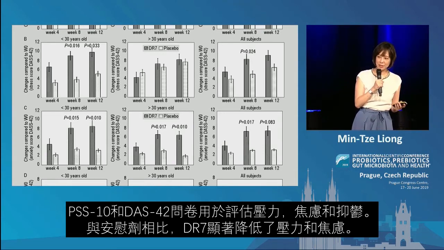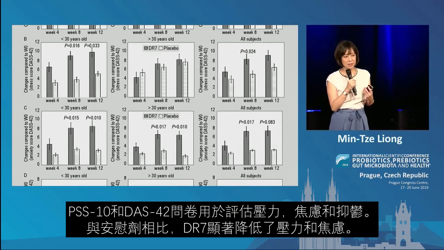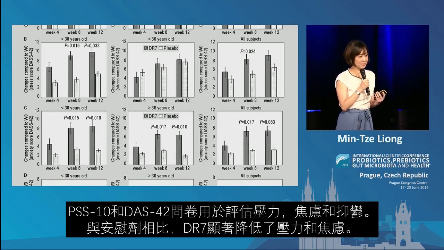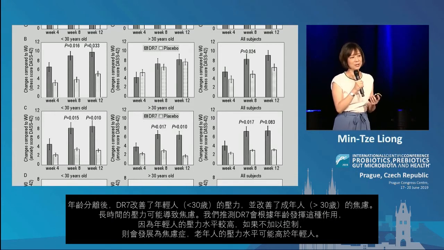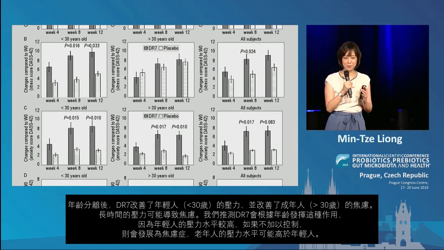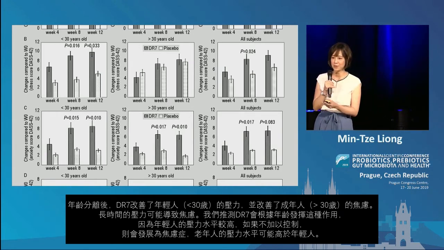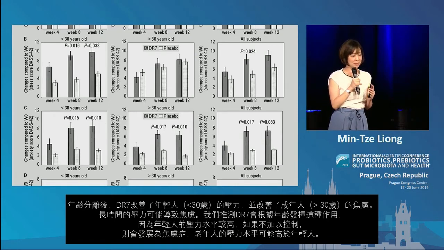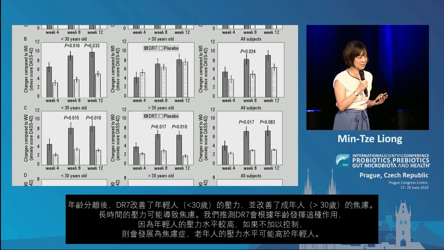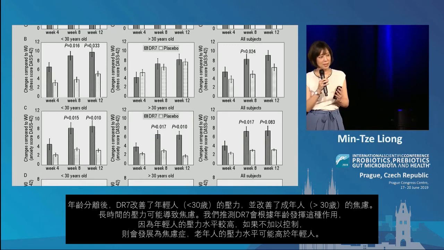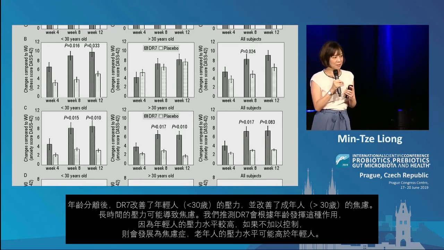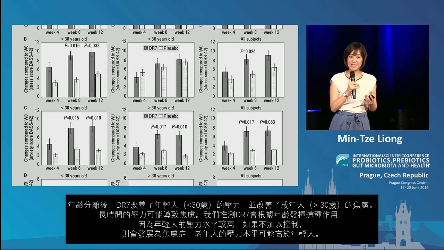And when we separated the age group, we found a different trend from the overall subjects. We separated the subjects into below 30 years old and above 30 years old. What we found was that DR7 affected the young adults, below 30 years old, more in terms of stress. And it affected the older adults, not so old, above 30, more in terms of anxiety.